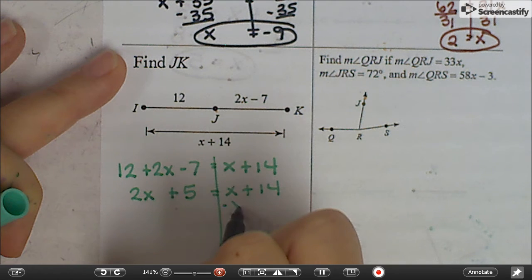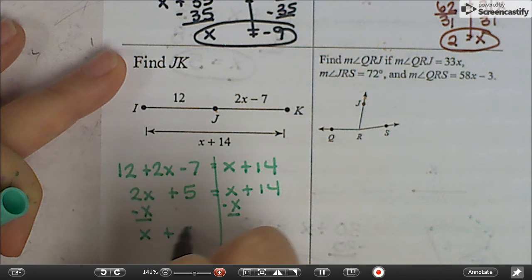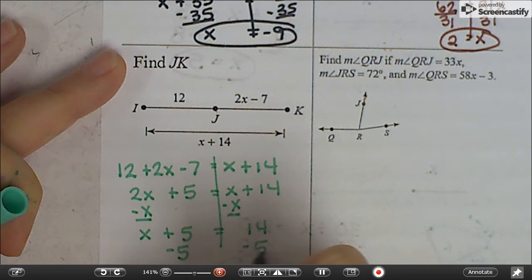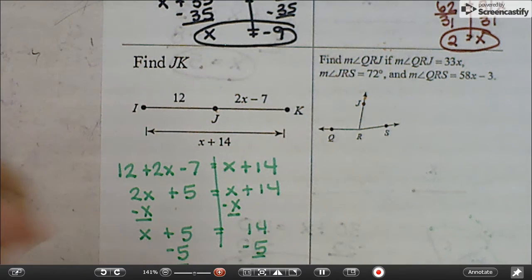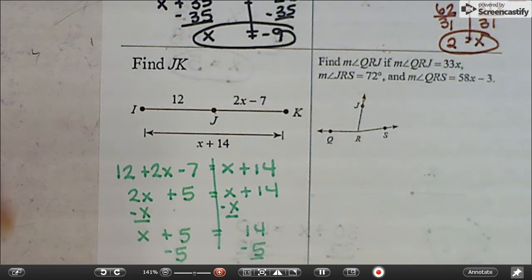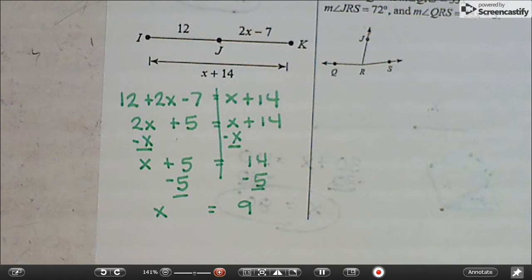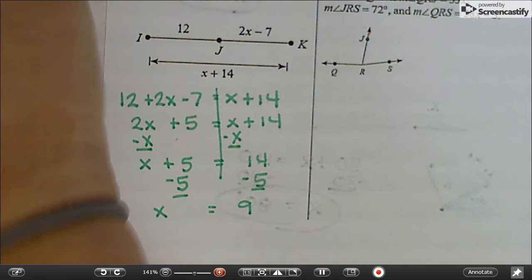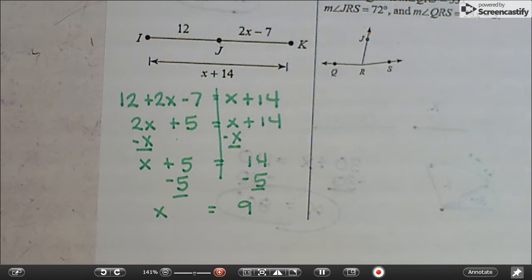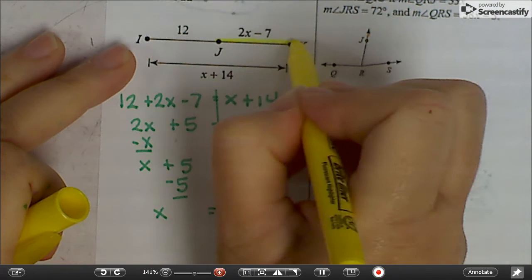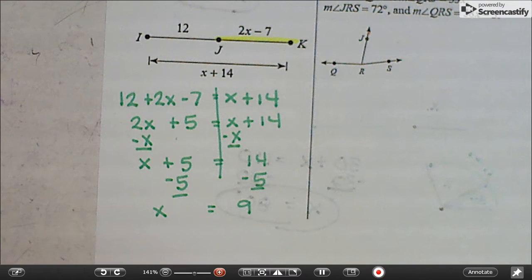I'm going to subtract my x. And then subtract 5. And then we have x, which is great, except they want us to tell the measure of JK. JK is this piece right there. So we're going to plug in.